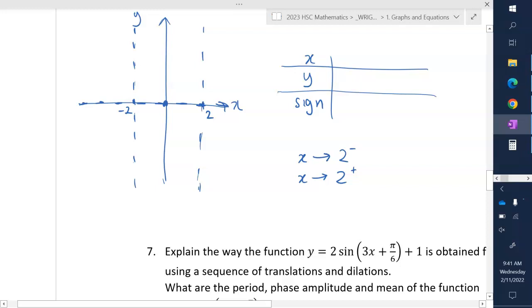Now, if I'm having a look at the sign of the graph, what I want to do is have a look around my x-intercepts, which was 0, and my vertical asymptotes. Sorry, not my horizontal, just my vertical. So we know that 0, 0 is there. There's no sign because it goes through 0. At 2, it's an asymptote. I don't have any sign because it doesn't touch.